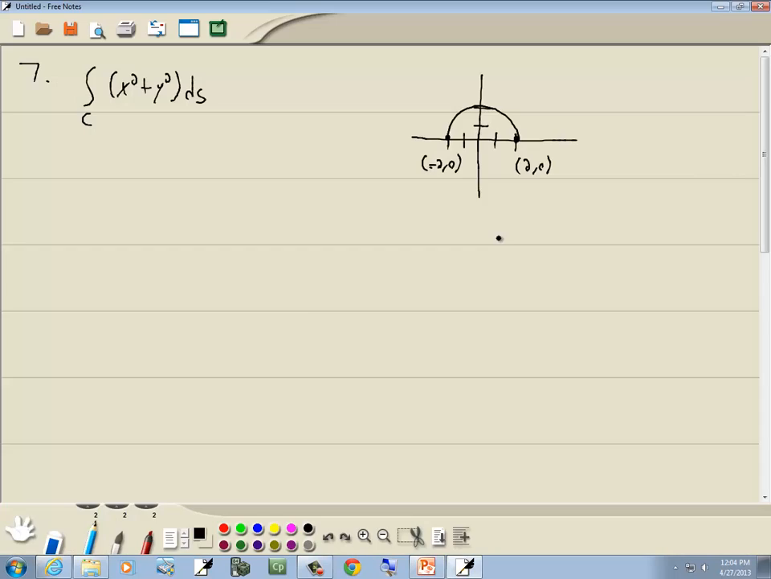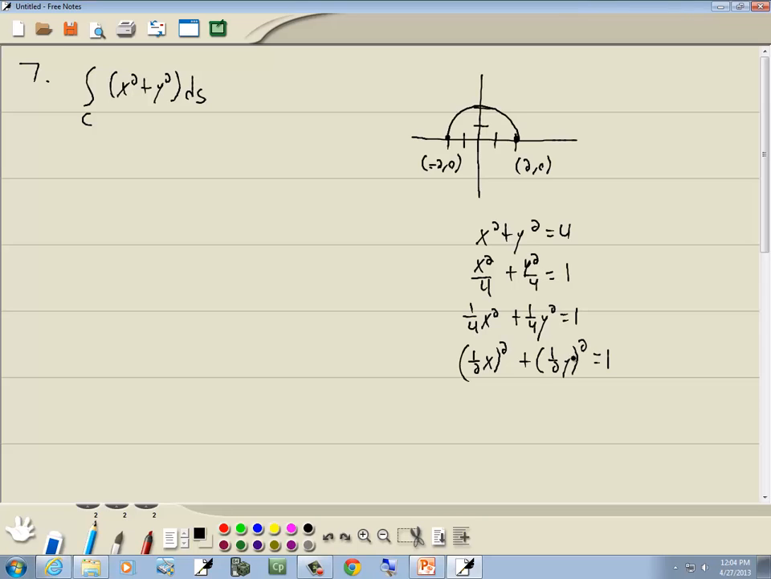But nevertheless, we got x squared plus y squared is equal to 4. Remember how I said if you have x squared and y squared, you want to rewrite this so that it's like a circle of radius 1. Well, I can divide everything by 4, so that gives us x squared over 4 plus y squared over 4 is equal to 1, which gives us 1/4 x squared plus 1/4 y squared is equal to 1. And I'll merge that number inside with the x. So that becomes (1/2 x) squared plus (1/2 y) squared equals 1.